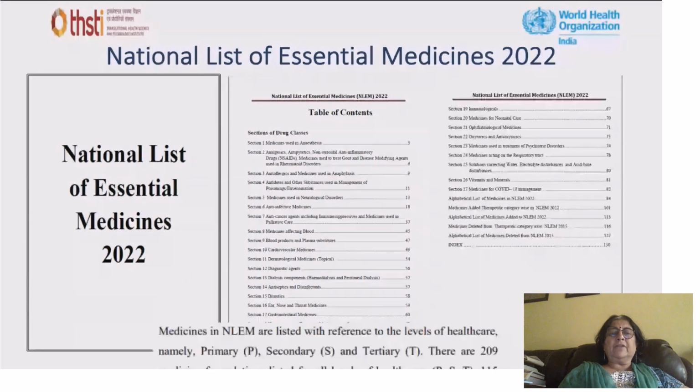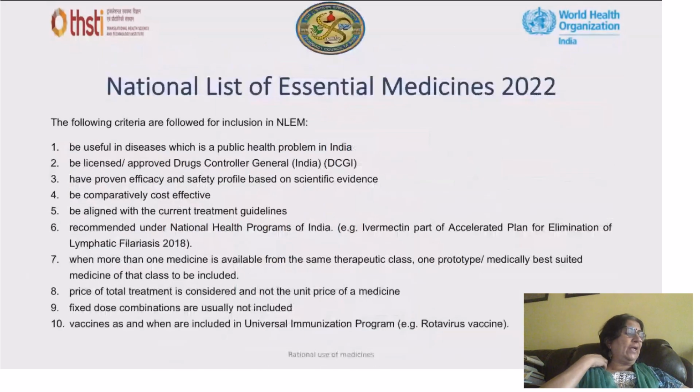It is important that we realize that the following criteria are used to decide which drugs should be included. They are useful in diseases which are a public health problem. They have to be licensed or approved by the DCGI for that indication, have a proven efficacy and safety profile based on scientific evidence, be comparatively cost effective, and be aligned with current treatment guidelines recommended under the national health programs, for example, ivermectin as part of the accelerated program for lymphatic filariasis.